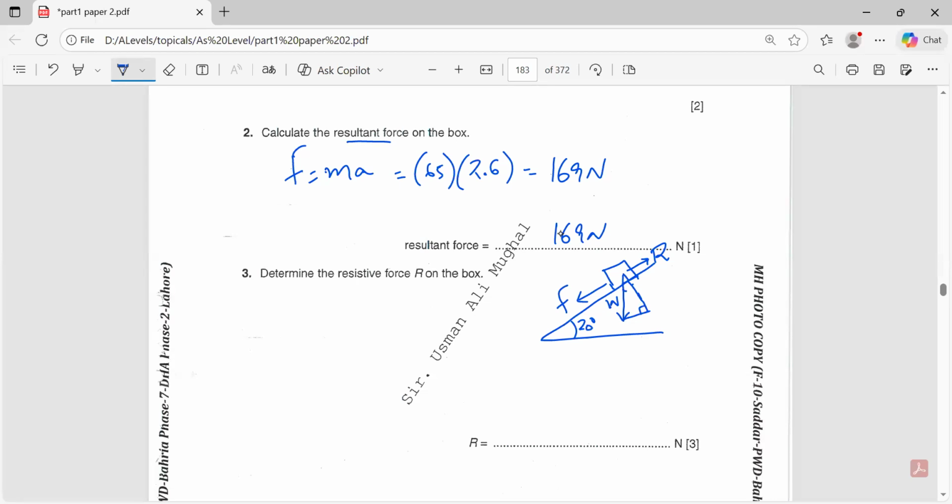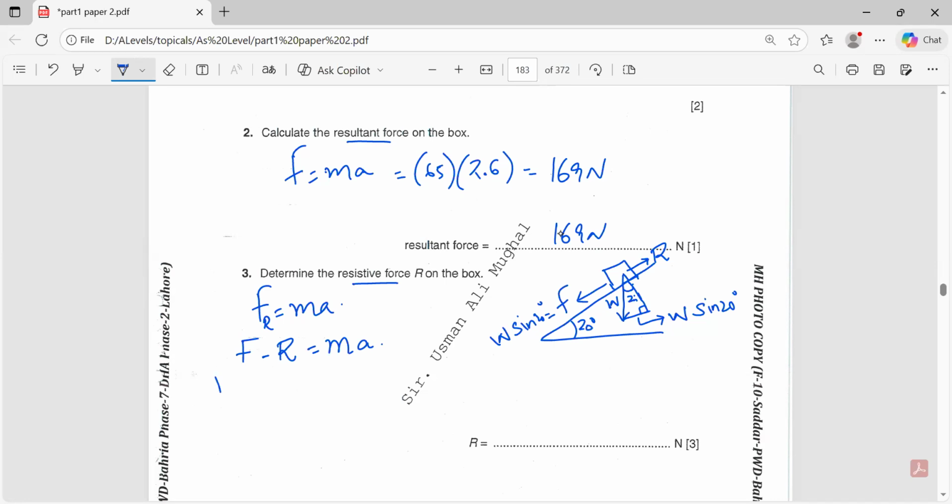This inner angle is 20 degrees, and this side will be equal to W sin 20 degrees. That means the forward force parallel to the surface will be equal to W sin 20 degrees. Okay. Now if we want to find the resistive force, we will apply the formula: resultant force F is equal to ma. This is the net force, the resultant force, equal to mass into acceleration. How do we find the resultant? Forward force minus resistive force is equal to mass multiplied by acceleration.